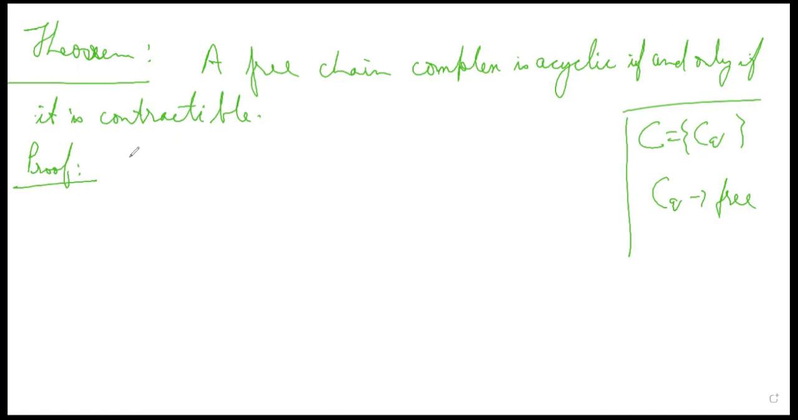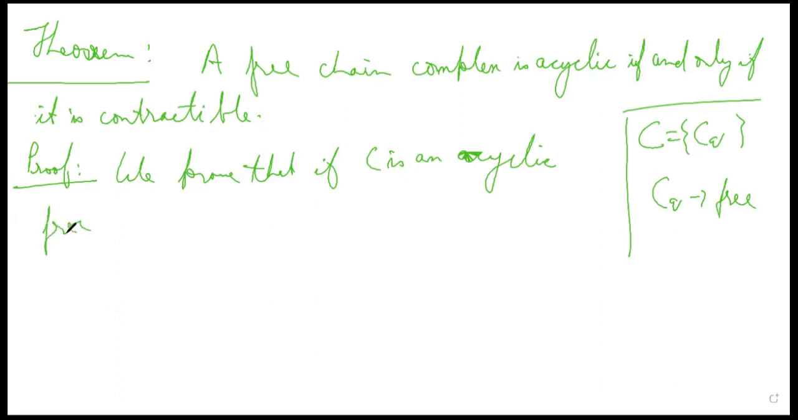So one part is already proved, that if C is contractible, then it is acyclic. So here we prove that if C is an acyclic free chain complex, then it is contractible.